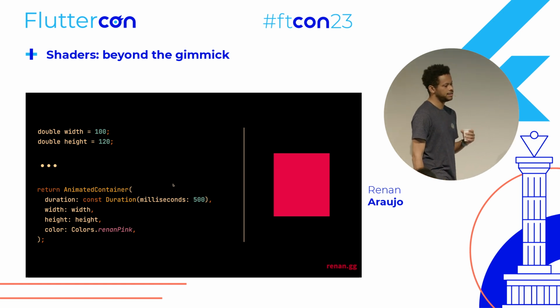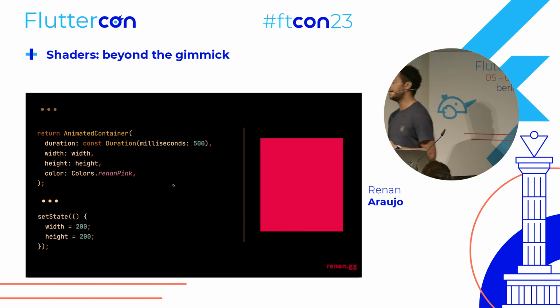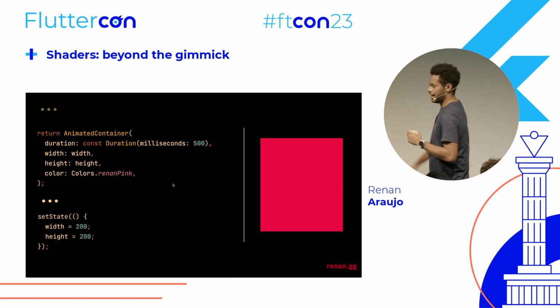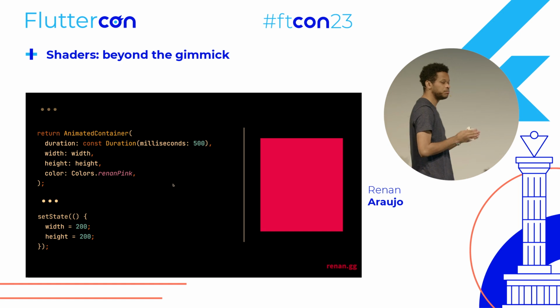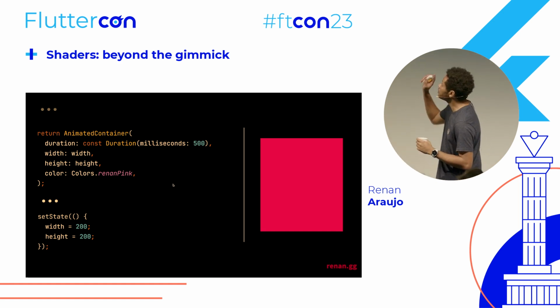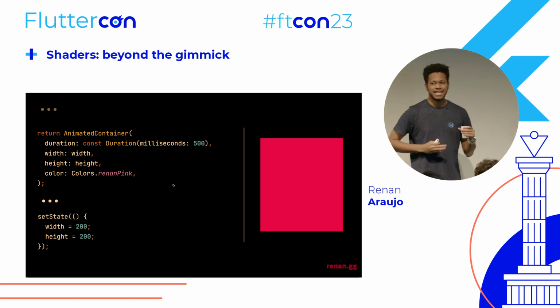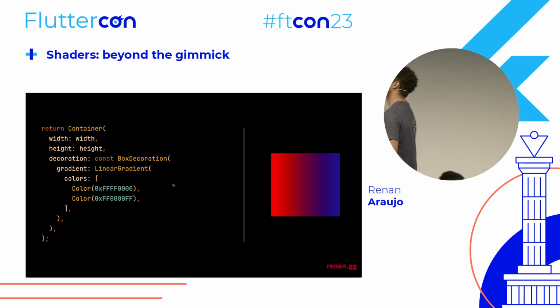So we have a width and a height that we set, and when sometime in the future we do a setState, the container will animate its size. I know it's not a square. I couldn't animate to a square on Keynote, but anyhow. What happened here is that the framework interpolated the size of the container through time. So during that duration of 500 milliseconds, the framework on each frame interpolated between the old value and the new value. But interpolation doesn't need to happen only through time.